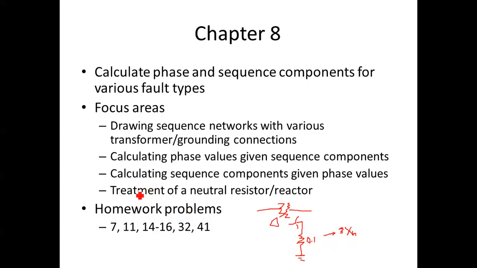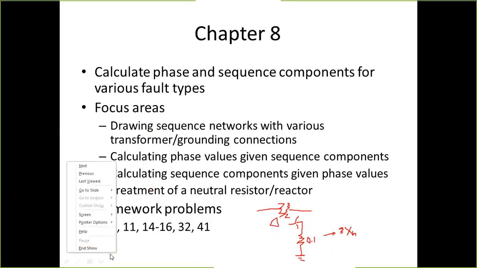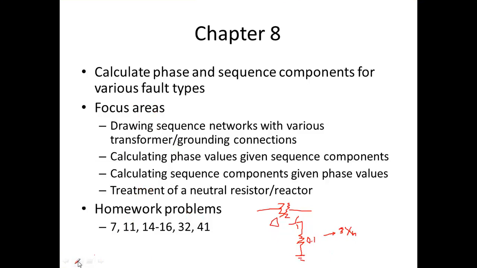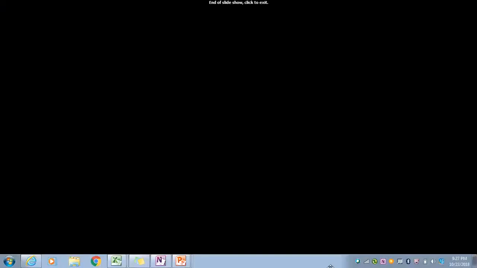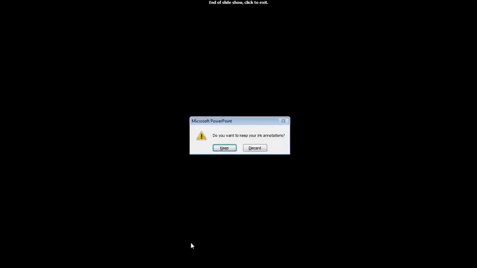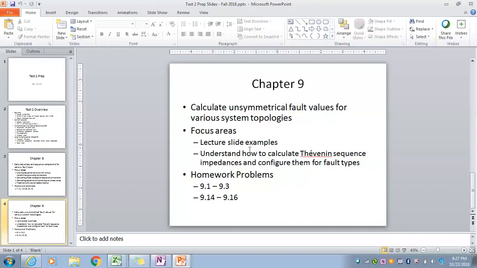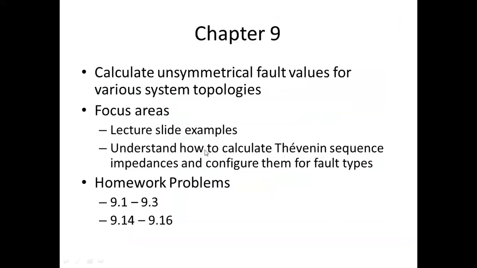Focus areas are identified as follows, and homework problems are identified to help you narrow down your study effort. And from chapter 9, we'll be covering, again, calculating Thevenin sequence impedances and configuring them for fault analysis. That should prepare you for exam number 2.